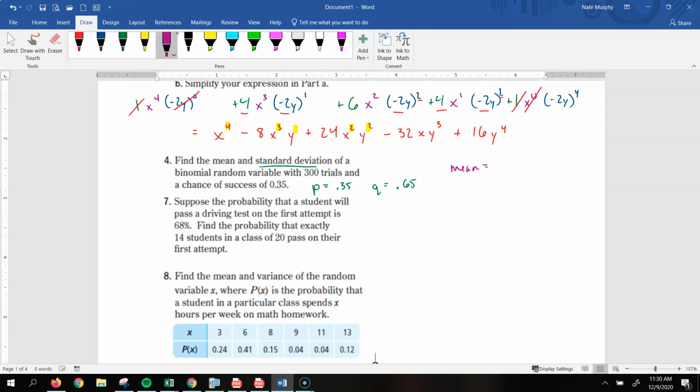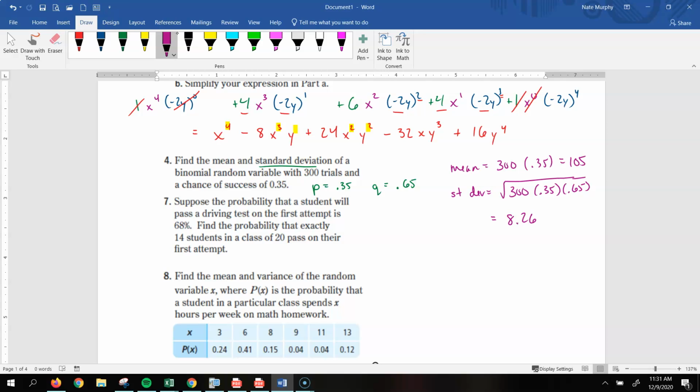we just take the number of trials, so the 300, times the probability of a success, which is 0.35. When you multiply those together, we get 105 as your answer. So that would be your mean. The standard deviation is the square root of n times the probability of a success, 0.35, times the probability of a failure, 0.65. And so when you multiply those together and take the square root of it, you end up with a standard deviation of approximately 8.26 if we round to the nearest hundredths place. So that's how you do number 4.